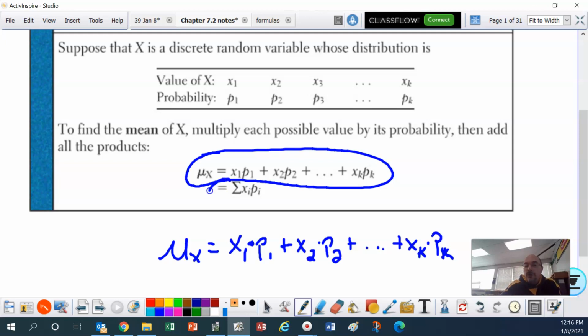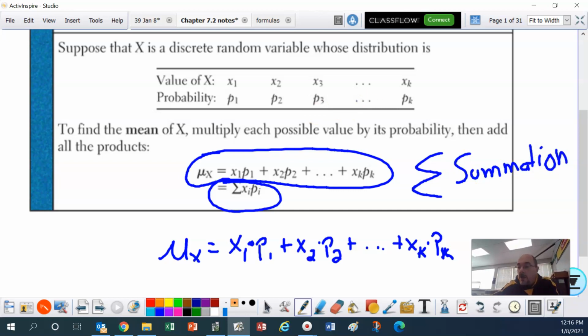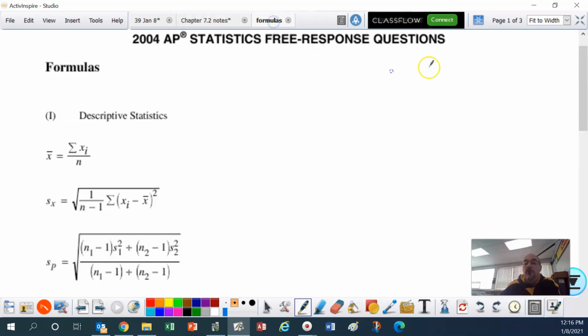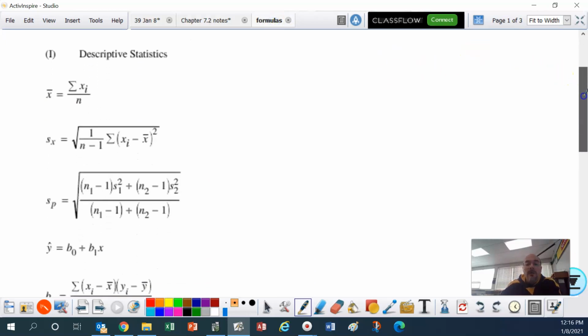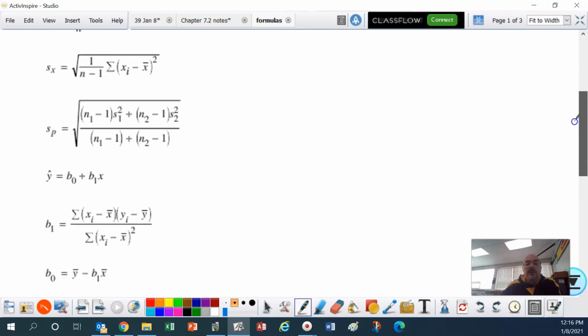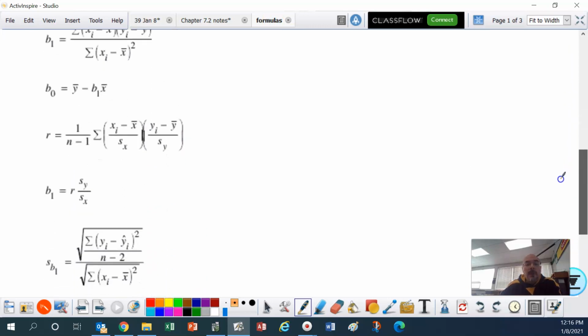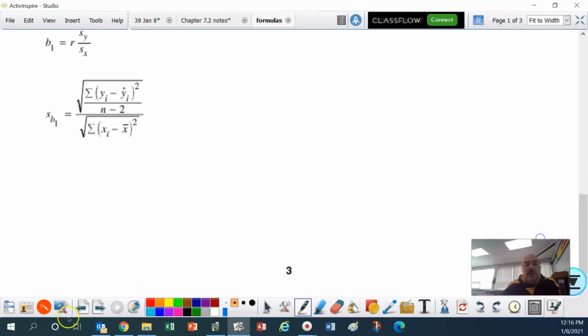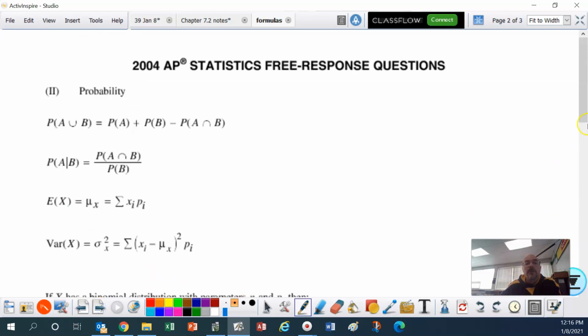Now, I want you to note this thing right here. This is the summation symbol, and this is what you're going to see on your formula chart. Let me pull that up. You need to be familiar with this formula chart, and we will go over it quite a bit before the AP test. Let me show it to you here. It's on the next page, my apologies.